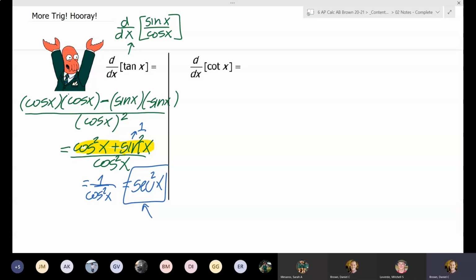I do want to talk about some bad algebra I sometimes see. Some people, when they get to this step that I just put an asterisk by, want to cancel out those cosine squareds, but again, you can't cancel across a plus or a minus sign.